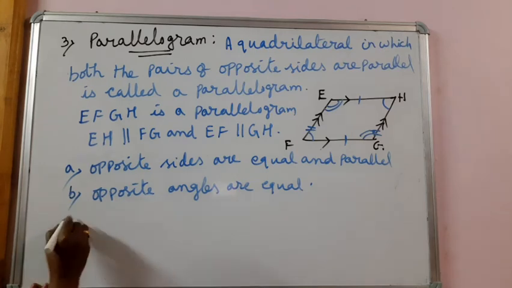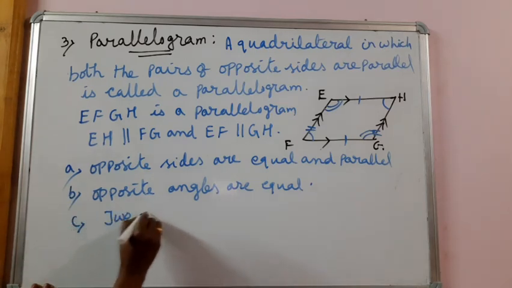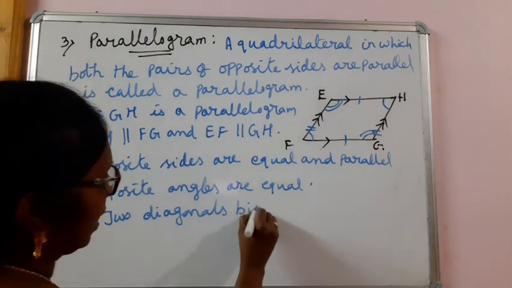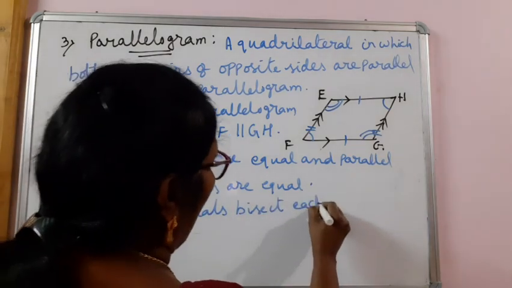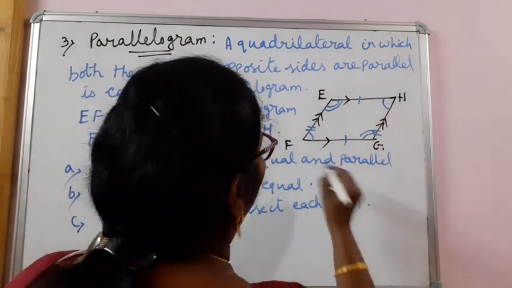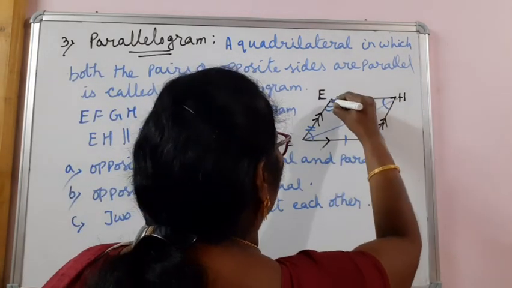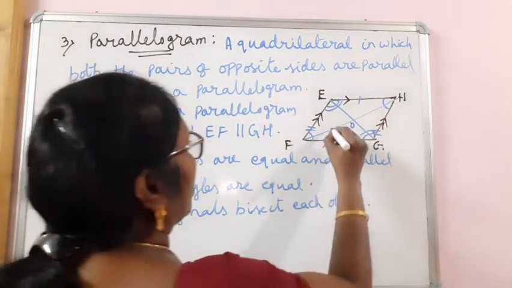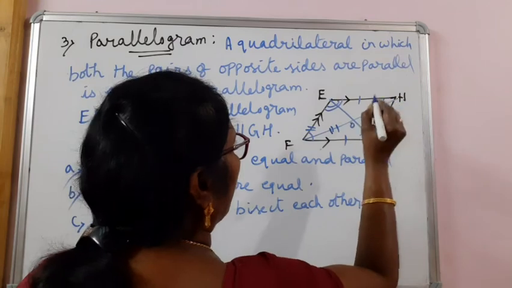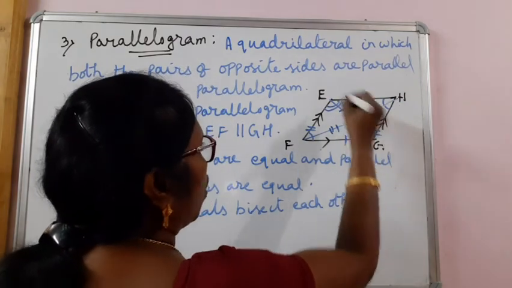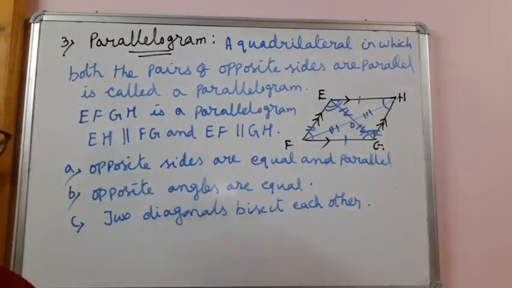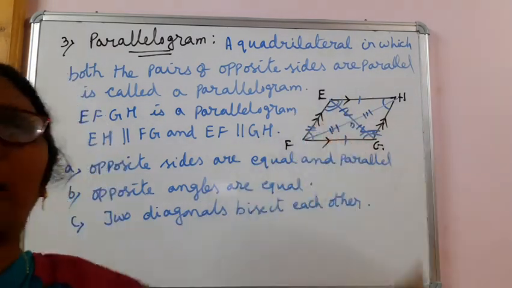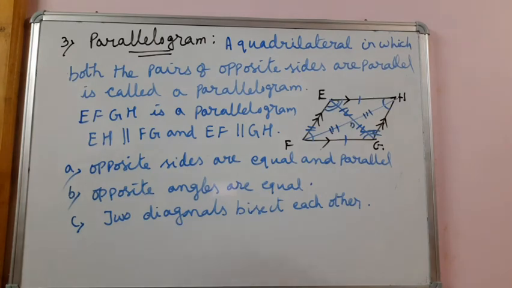And the two diagonals bisect each other. I am showing you in the figure. If EG and FH intersect at O, OF is equal to OH, OE is equal to OG. They bisect, that means both the diagonals are bisecting each other.